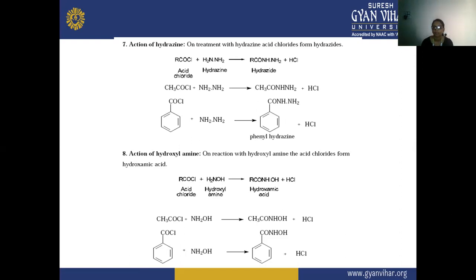So here you can take the example, that is CH3COCl plus NH2OH, and CH3CONHOH plus HCl is formed. So here see this COCl plus NH2OH is getting converted to CONHOH, and HCl is formed here.